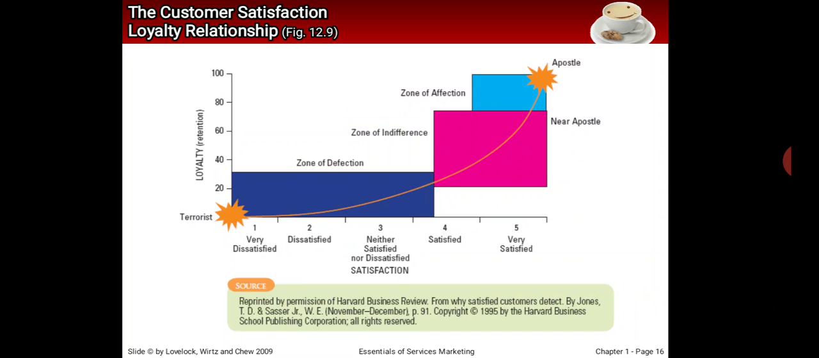For example, zone of affection, zone of indifference, zone of defection. Zone of defection defines customers who are not satisfied with our services and are not able to create a long term relationship with you. In the case of zone of indifference and zone of affection, customers try to be loyal to the organization for a longer period of time.